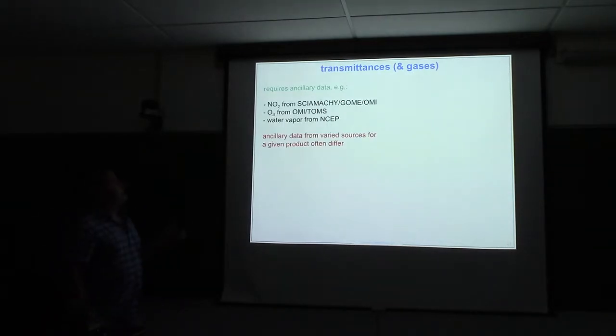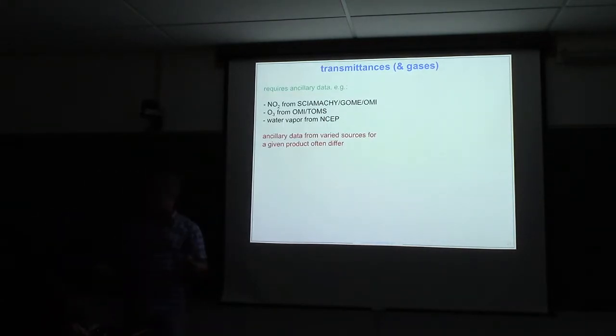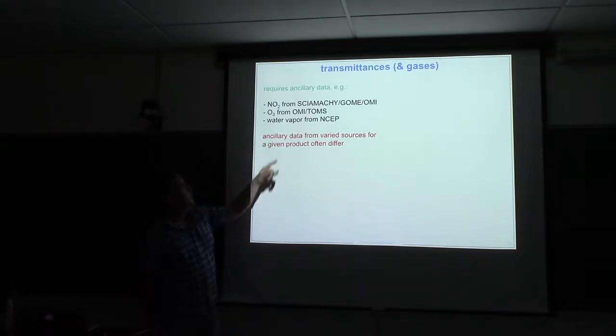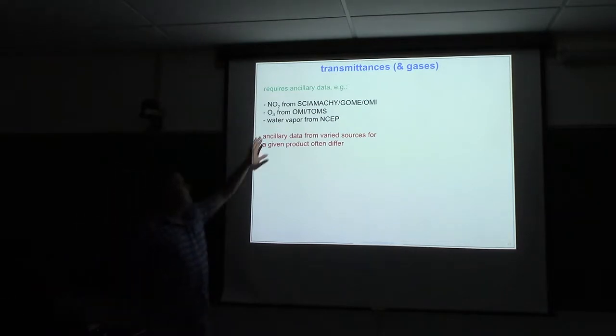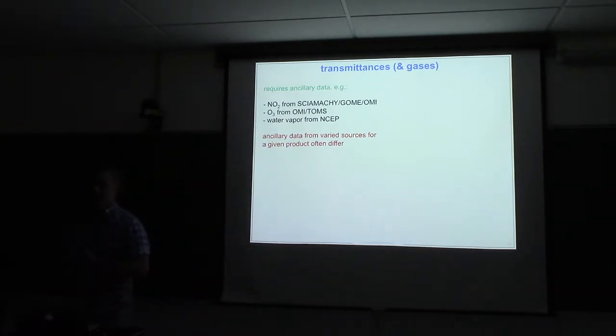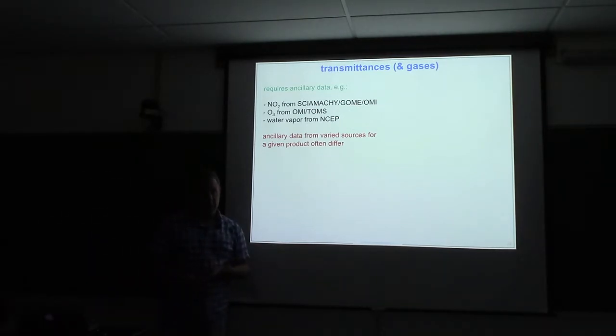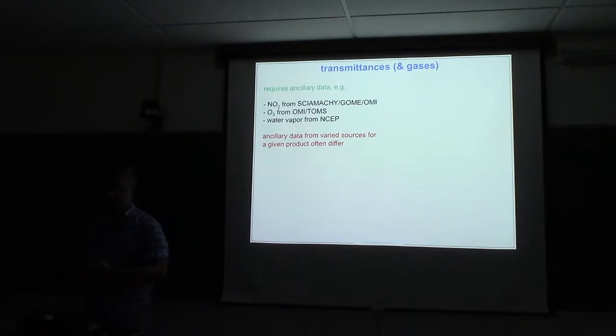So where do we get this data? Again, more ancillary data that gets into the system. We get our NO2 from SCIAMACHY or one of the other instruments listed there, ozone from OMI or TOMS instruments. These are all other satellite instruments that we care about. And then water vapor from NCEP. So one more time, we're relying on ancillary data to make fairly substantial corrections, and they're on different spatial and temporal scales than our native ocean color instrument resolution.